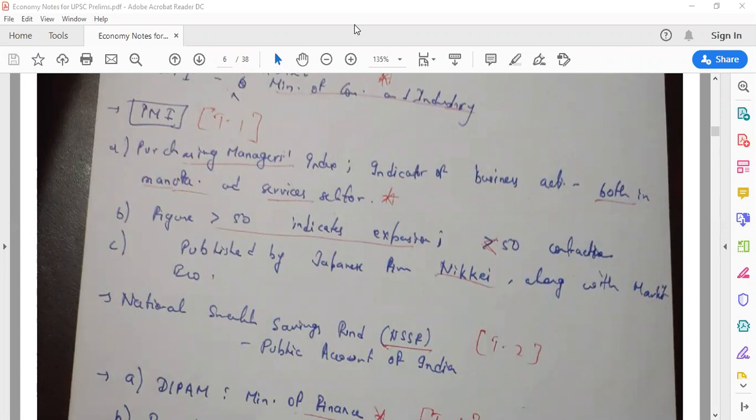And see, this is for prelims, right? So we'll be keeping ourselves concise. We'll not be going too much into detail. That we will do when we discuss GS3 notes of mains. So first of all, the first topic for today is PMI.